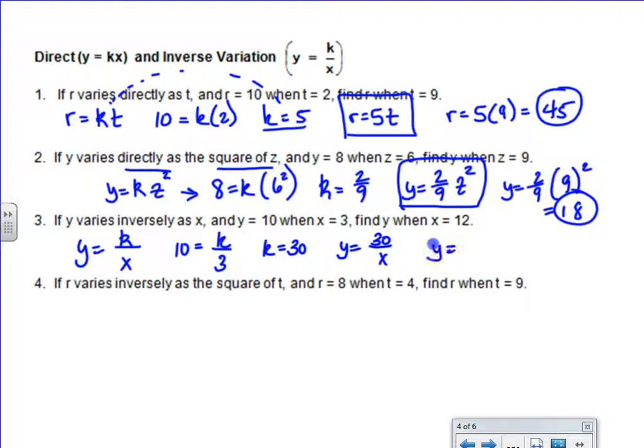Now it says find y when x is 12. So let's see, divide by 6, 5 over 2. That's a 5, excuse my writing, or 2.5 is the fine answer.